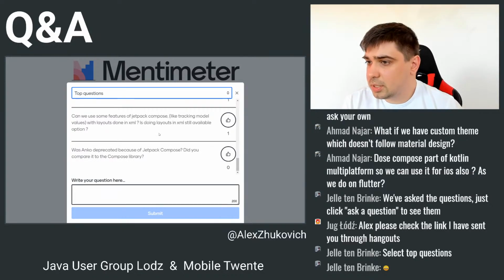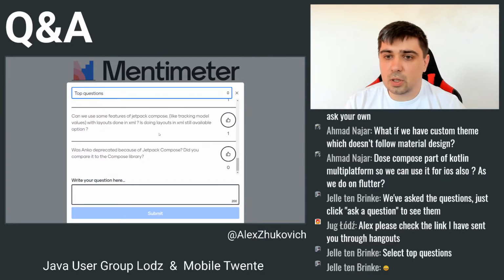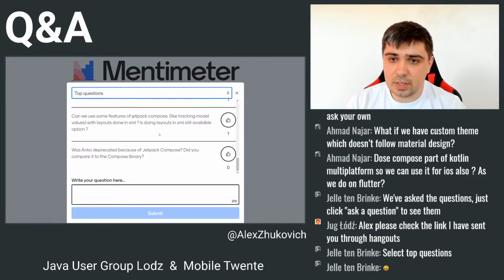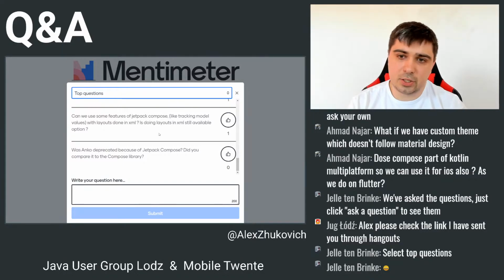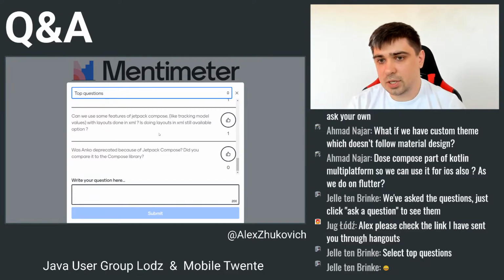Can we use some features of Jetpack Compose, like trackable model values, with layouts done in XML? With Jetpack Compose, even right now, we can use view groups. We can add a view group to Jetpack Compose. However, we cannot really add Jetpack Compose to the XML file. But later on, we will have generate view annotations. We generate a view for the current view framework based on a contract described with Jetpack Compose.